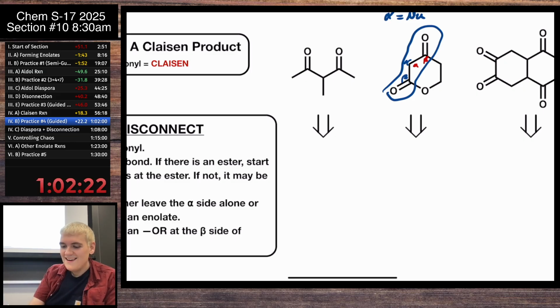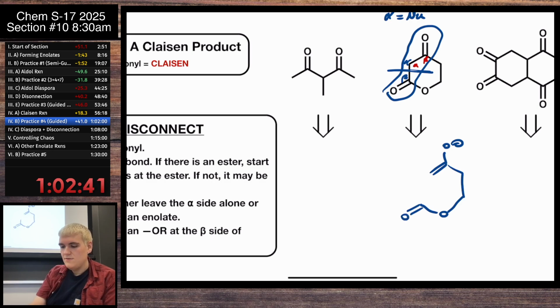Yeah, sorry. So that would be cutting here, right? The ketone is the nucleophile, so that would make the alpha side the enolate. And then we have our O down here. And then, well, our electrophile needs to be an ester. It would be something like this.